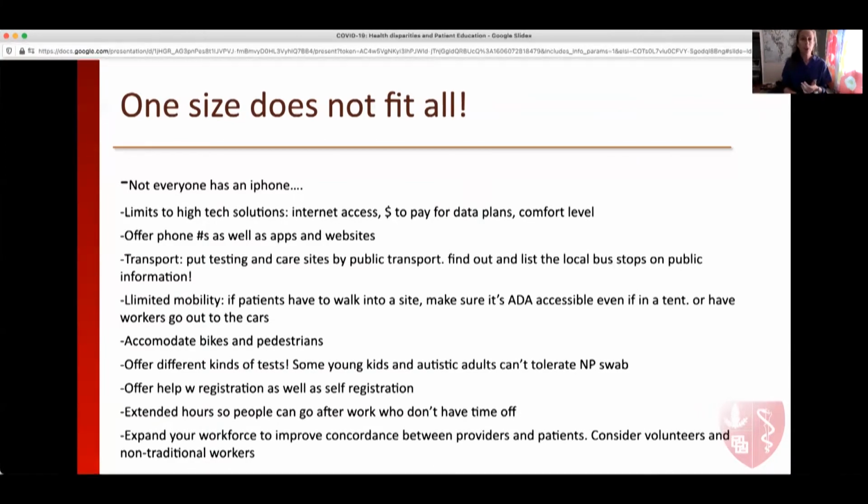I think Alejandro does a great job too. He helps people with registration. You don't have to go online and sign up ahead of time. If you don't have access to the internet, you can't do that. You can come on in and they're going to help you quickly get registered.